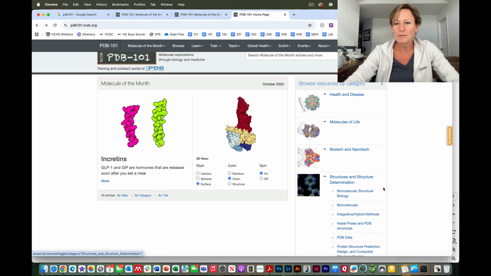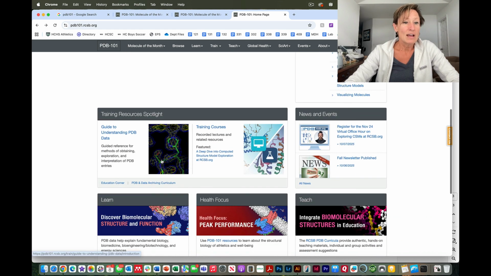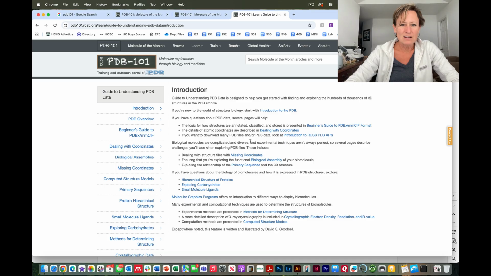If you want to learn a little bit more about structures and structure determination, you can read some things here. Guide to understanding PDB data, right? If you want to take a deep dive into how structure is determined and looking at structures and so forth. We're going to do this a little bit more in lab and a lot more next semester, but this is a great resource for learning those different things.